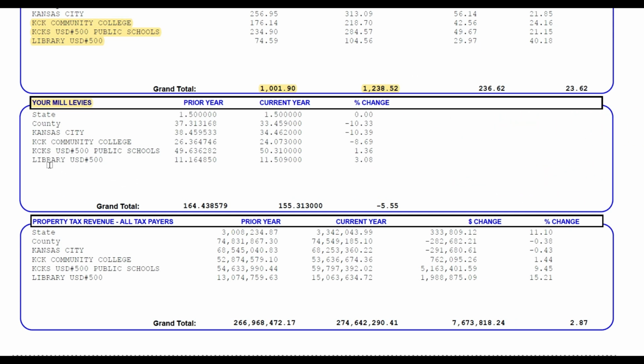Let's do a quick calculation using the Kansas City mill levy to demonstrate how this works. Our assessed value for the year is $9,085. Since mills group the total into thousands, we simply replace the comma with a period and multiply by our levy of 34.462, and we get our total KCK tax bill of $313.09. The final column just expresses the levy change in a percentage.